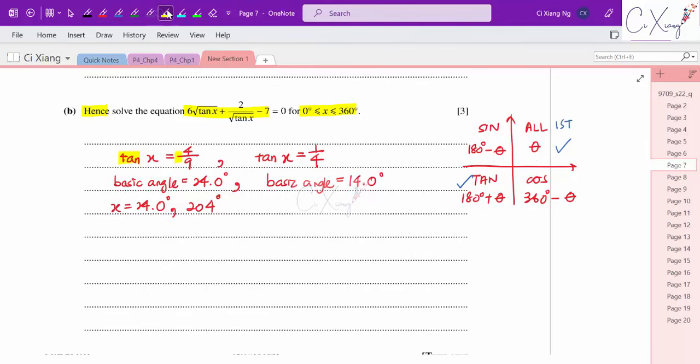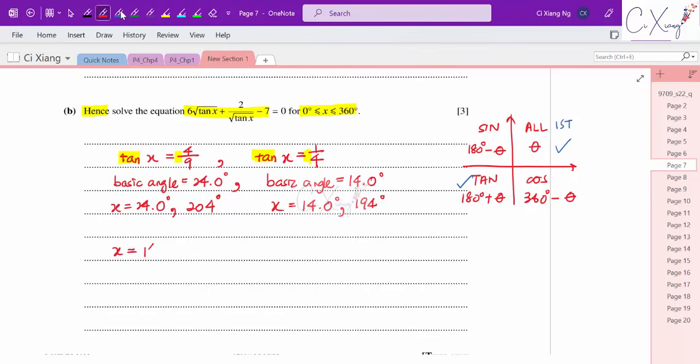Now we proceed to the second equation. It is also tangent positive, and the basic angle is 14. Since both equations have tangent positive, you should get the answer from the first quadrant and also the third quadrant. For the second equation, the first quadrant answer is the basic angle, which is 14. For the third quadrant, it should be 180 plus the basic angle, so 180 plus 14 is 194. So we have gone through all four quadrants already.